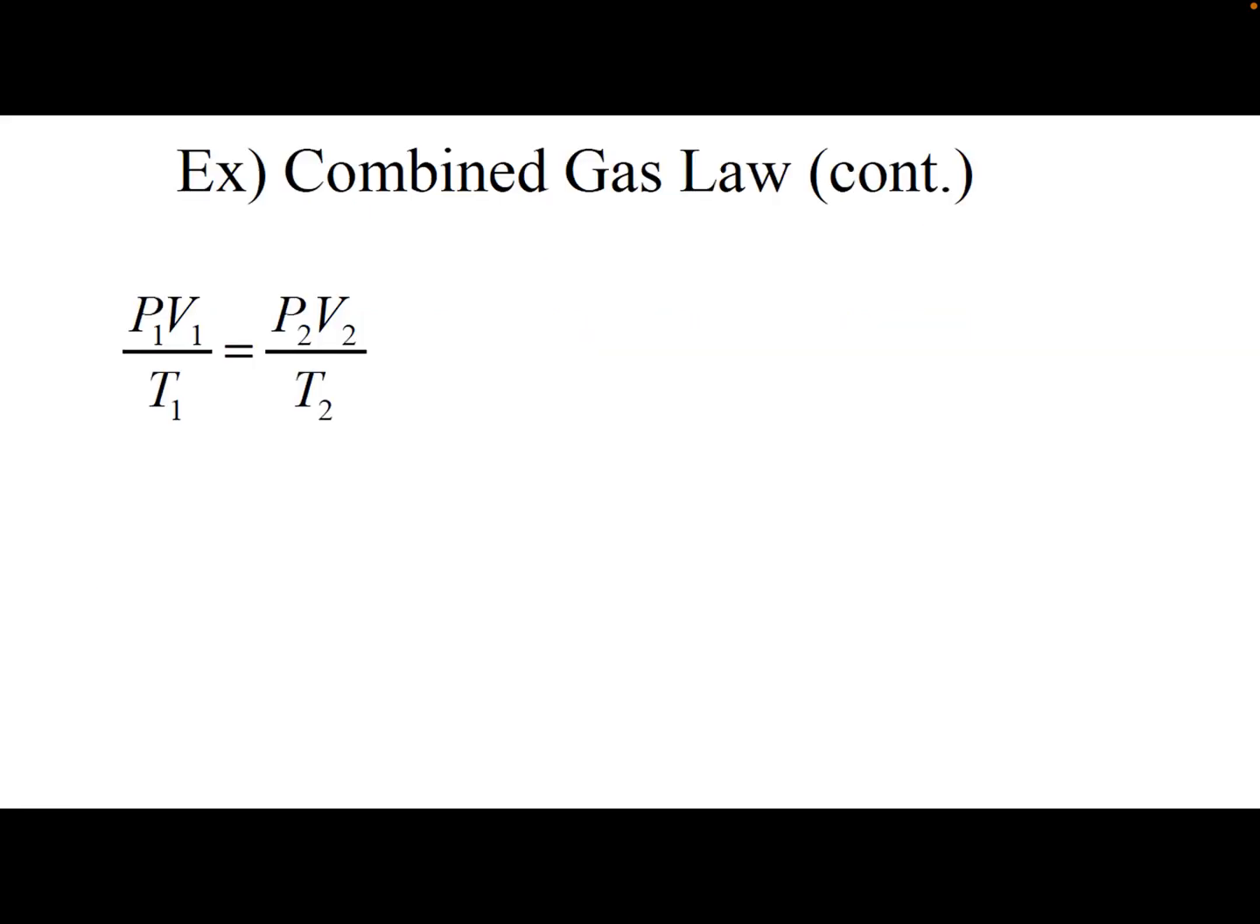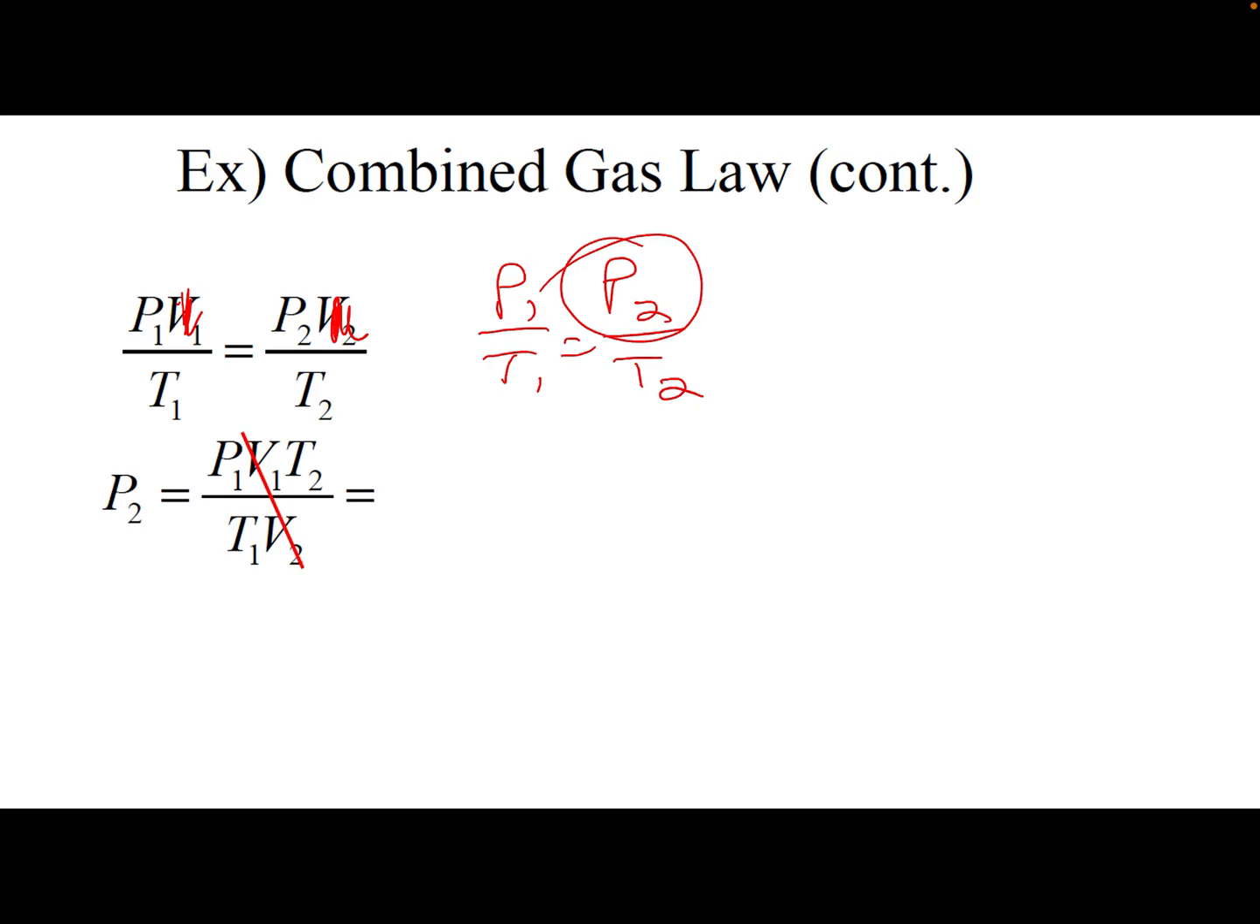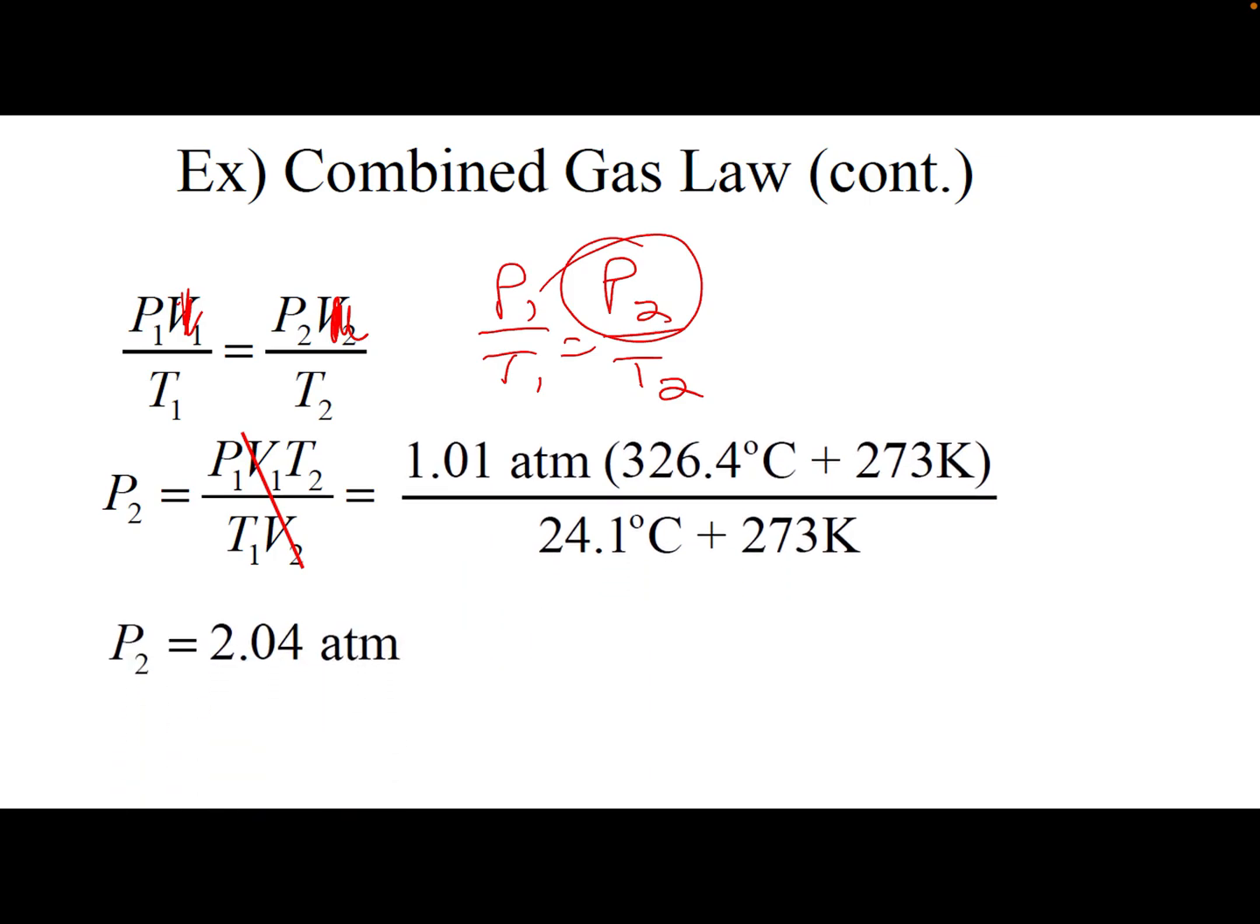So, using the combined gas law, we are keeping volume constant, so we don't need our volume here. We can just do P1 over T1 equals P2 over T2, and we are solving for P2. If you plug and chug, you can say that P2 is equal to cross multiply P1 T2 over T1, and then just plug and chug. So your pressure should be, oops, I didn't do that right. Okay, pressure 2.04 atmosphere.